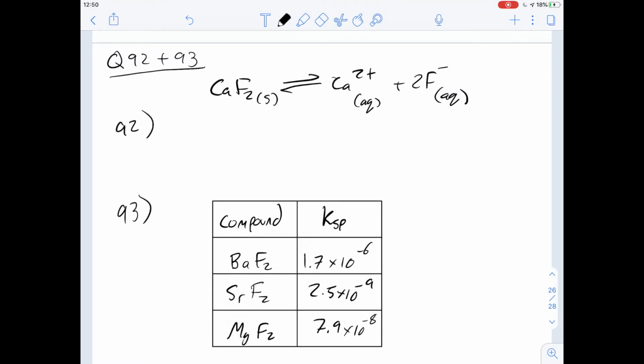So this is one about solubility, and we've been given an equation here that describes calcium fluoride that's been dissolved in water. Now it says it's sparingly soluble, so only some of it would dissolve, and there's an equilibrium that exists here.